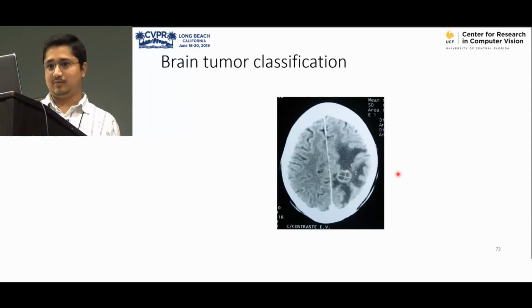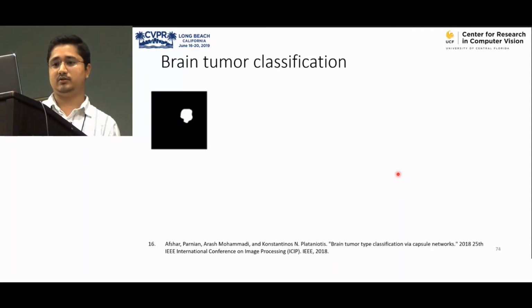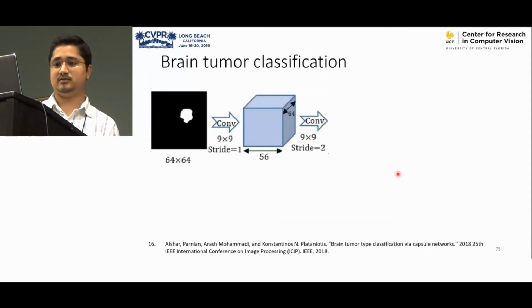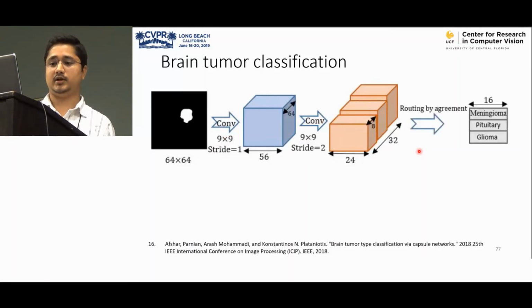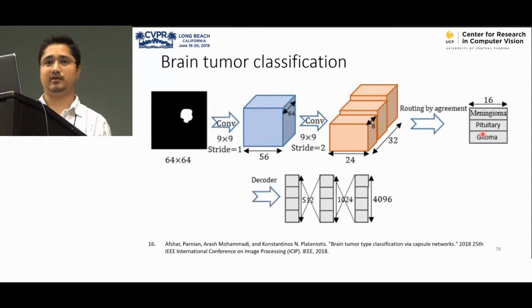So we have some other applications like brain tumor classification, and the idea is simple here. Just take the images or the scans of the tumors, perform standard convolutions, transform them to primary capsules, perform routing, and you can classify what category of tumor you have. You can have a decoder as a regularizer as well.